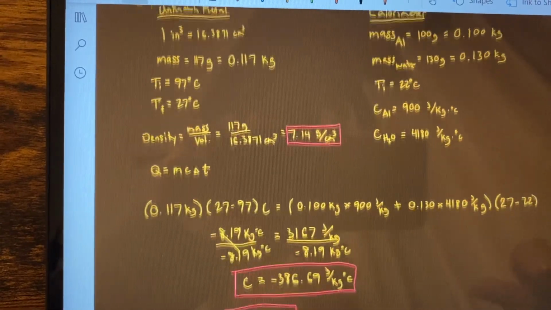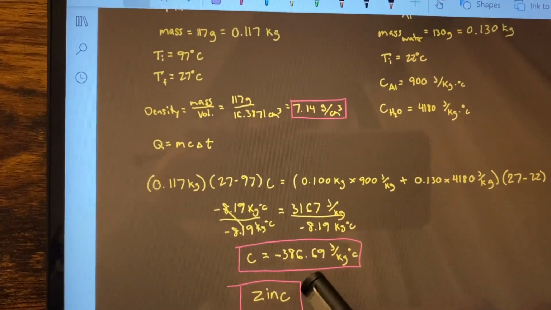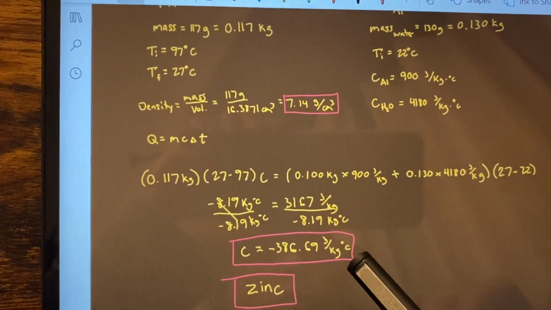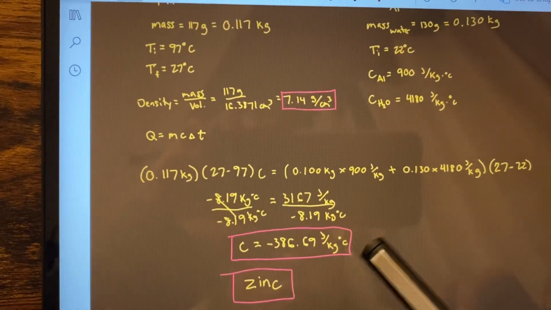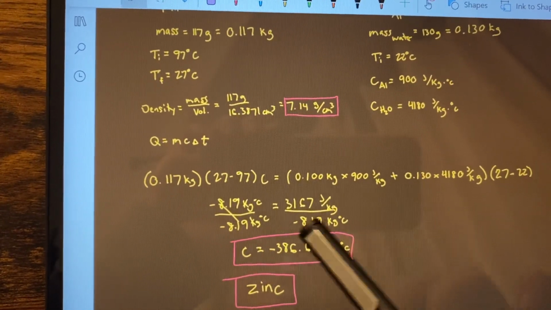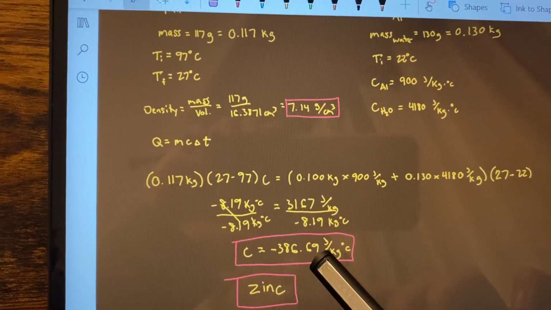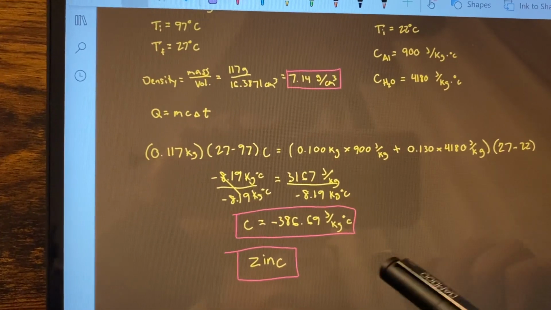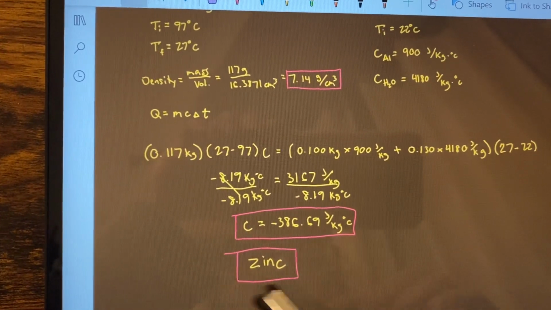And then you end up with negative 386.69 joules per kilogram Celsius. And in chemistry, at least, this would indicate an exothermic reaction. Anyway, that's giving off that amount of heat. And the metal was zinc.